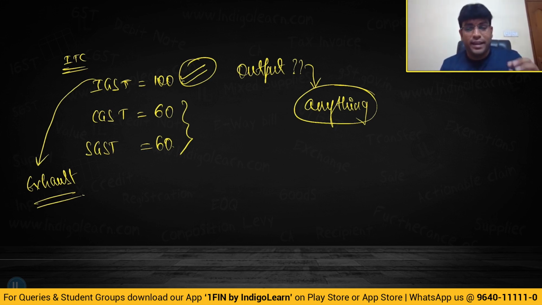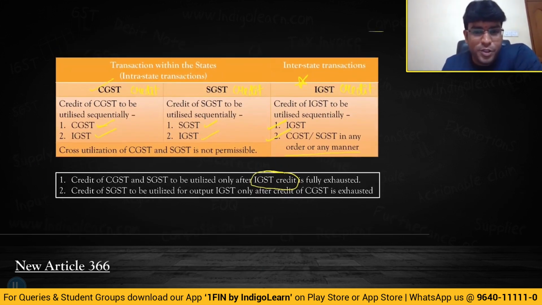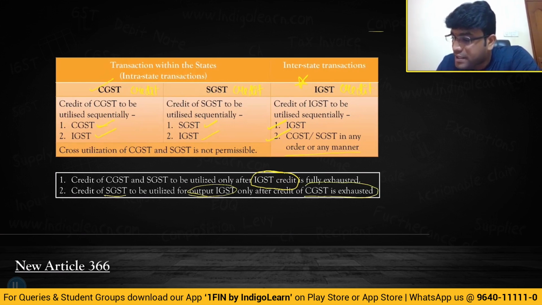So that's a very interesting point where they clearly told that CGST, SGST credit is to be utilized only after IGST credit is fully exhausted. That means unless IGST credit is fully over, don't touch CGST, SGST credit. Please keep that point in mind. Then the second special point: credit of SGST to be utilized for output IGST only after credit of CGST is exhausted.